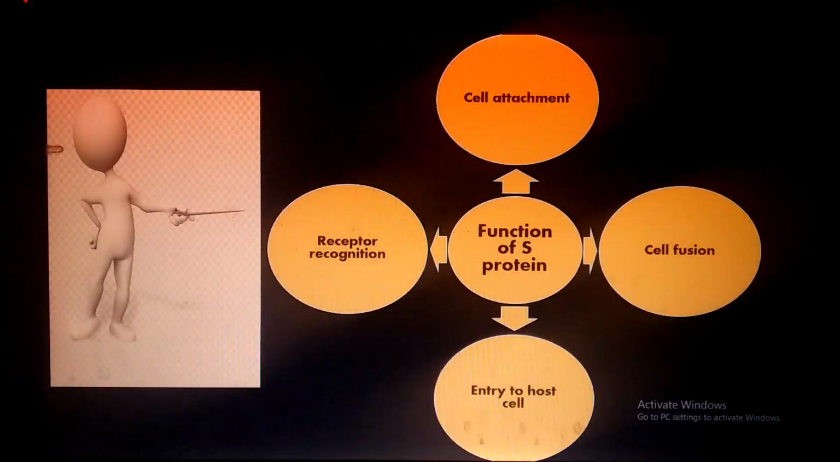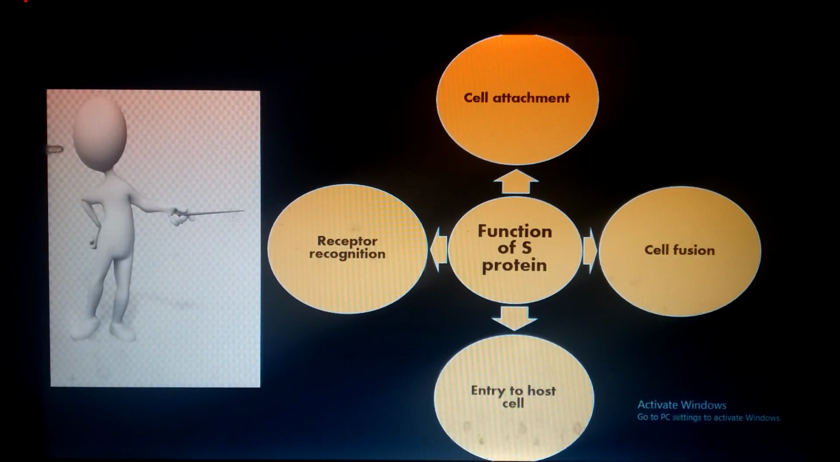Now, the role. The spike protein plays a very important function. It helps in receptor recognition. Receptors on the host cell are recognized by this spike protein or S protein. It also helps in cell attachment or cell fusion, and entry into the host cell. As I have mentioned, they are a very important and key factor in infection.